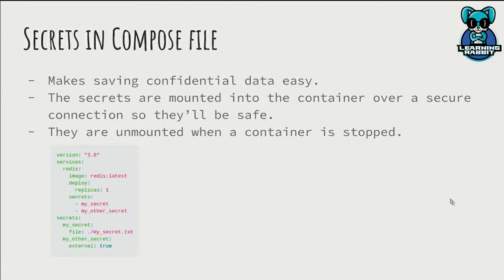Now is the time to discuss secrets and how we declare them in the compose file. First, secrets are quite necessary when you want to save confidential data. I've talked about this in my previous video. If you have not watched that, go and watch it. The secrets are actually mounted into the container over a secure connection, so they are safe. No one can sniff over them. They are unmounted when the container is stopped.